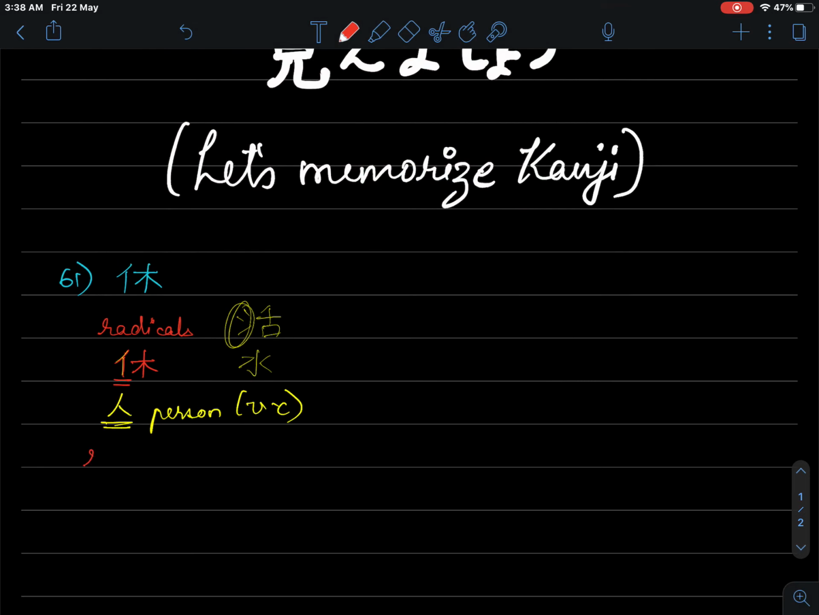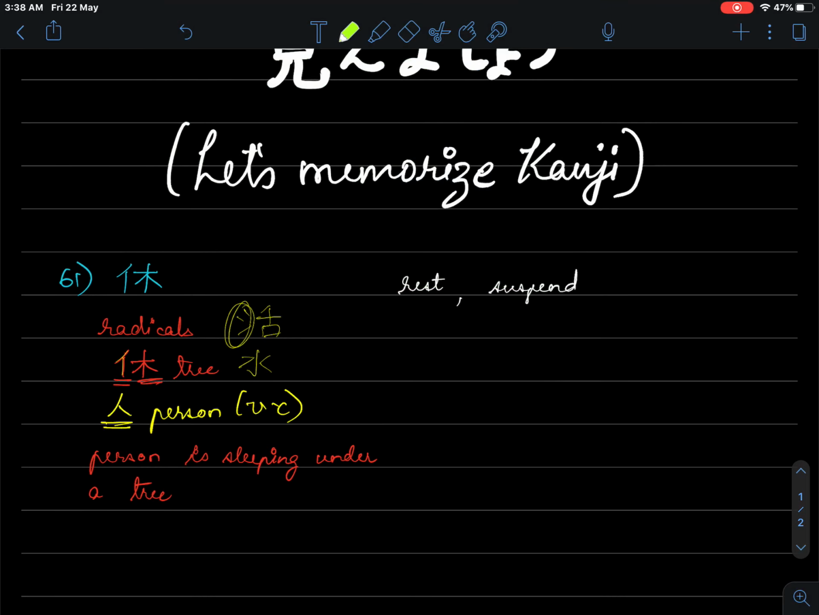So imagine that a person is sleeping under a tree. Why tree? Because the second half means tree, right? I hope you guys remember that. So let's imagine this kanji to be representative of a person sleeping under a tree. So in that case, what do you imagine that person is doing? That person is resting. So the meaning of this kanji is rest or suspend.